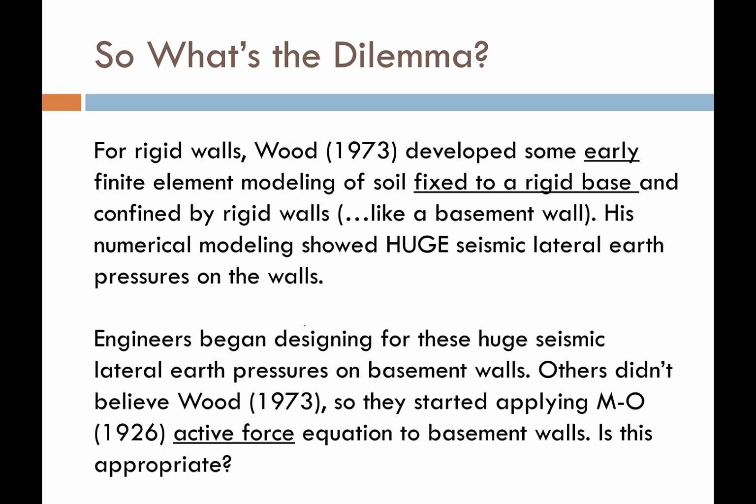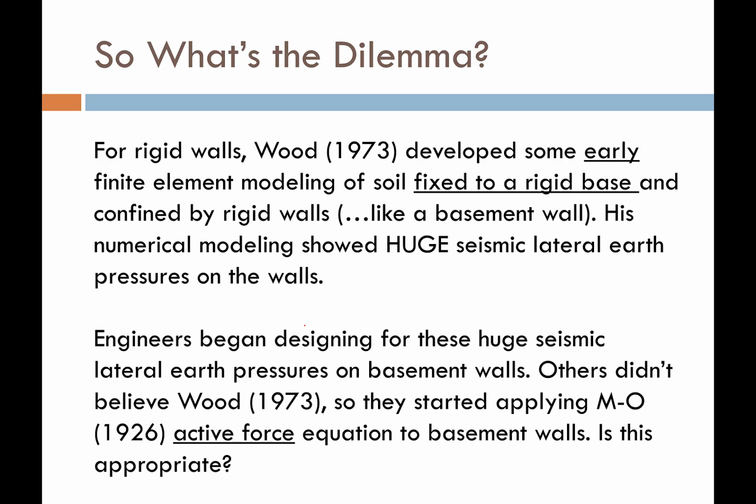So he published his results, and the engineering community blew up because they began to panic. Have we been under-designing the forces on our basement walls? What do we do? And so they began in the 1970s designing for these huge seismic lateral earth pressures on these basement walls. But a lot of engineers, especially those that looked at the data, said, this doesn't make sense. If these pressures were true, we'd be seeing basement wall failures all over the place in an earthquake. And we don't. We don't see them anywhere. And so they didn't buy it.